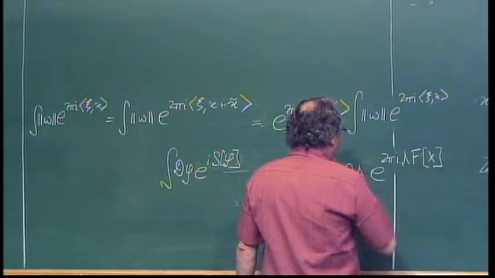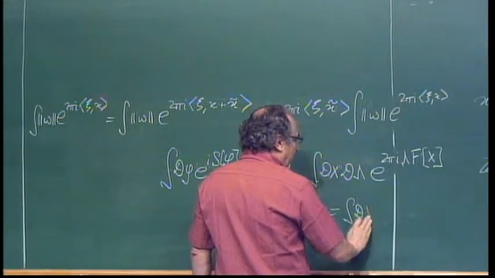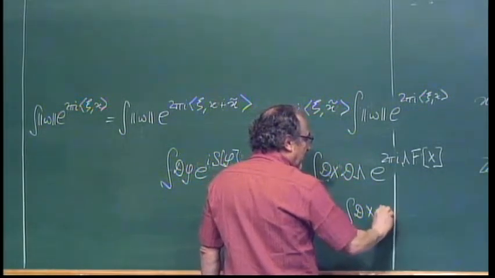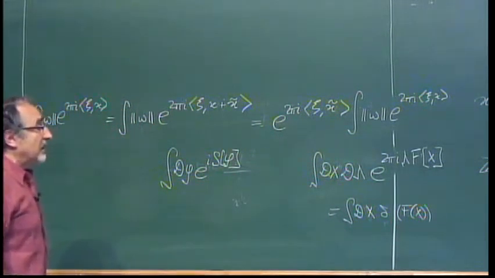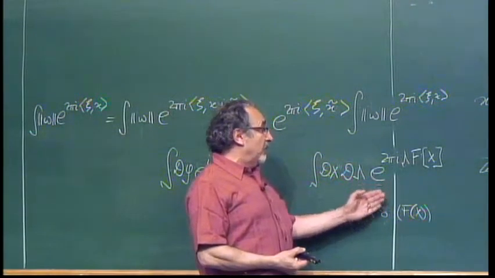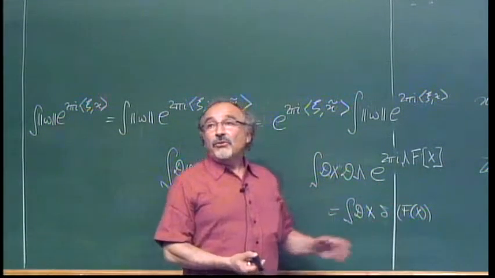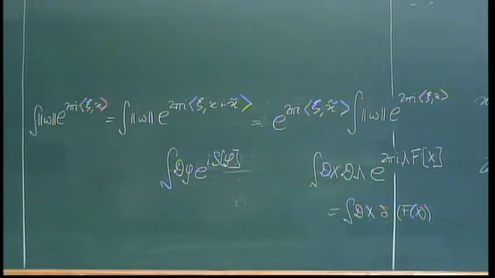F of x. And you do the lambda integral, and this gives you the integral dx delta of f of x. Right, and that's precisely what we've got. And we could have written this integral as that by using the usual exponential representation of the delta function. Okay. So you do integrals like this, and for example, one such integral is in string theory.